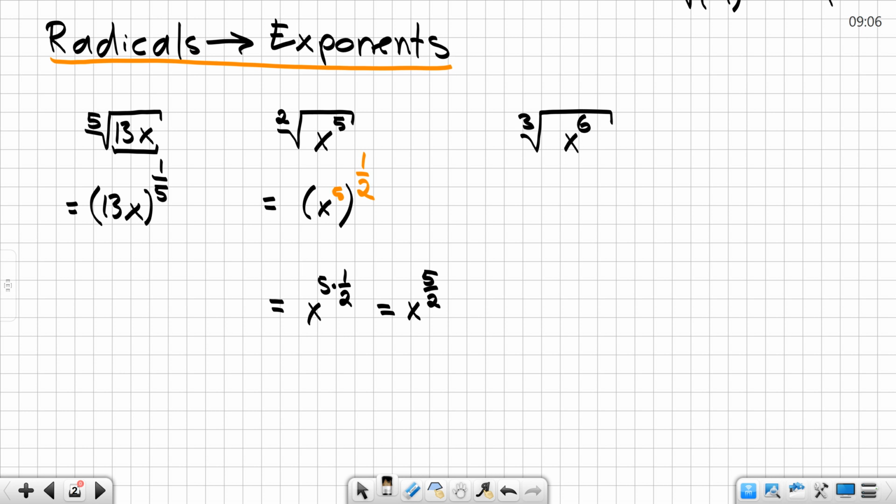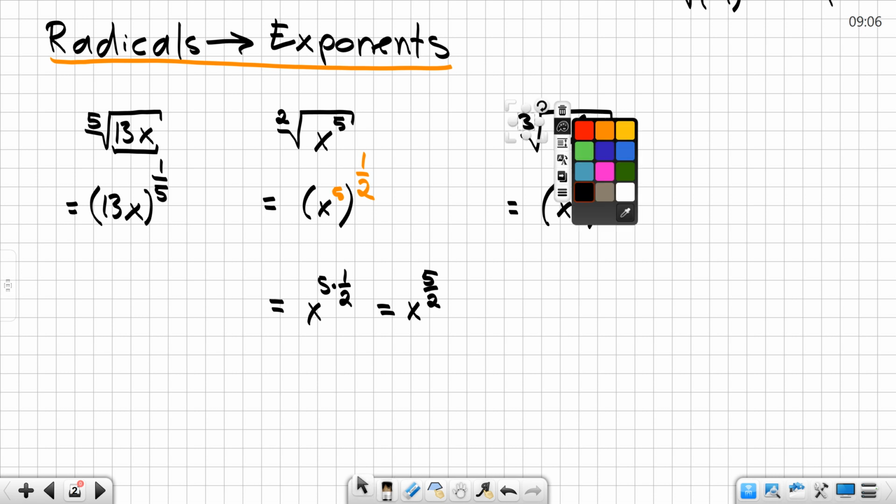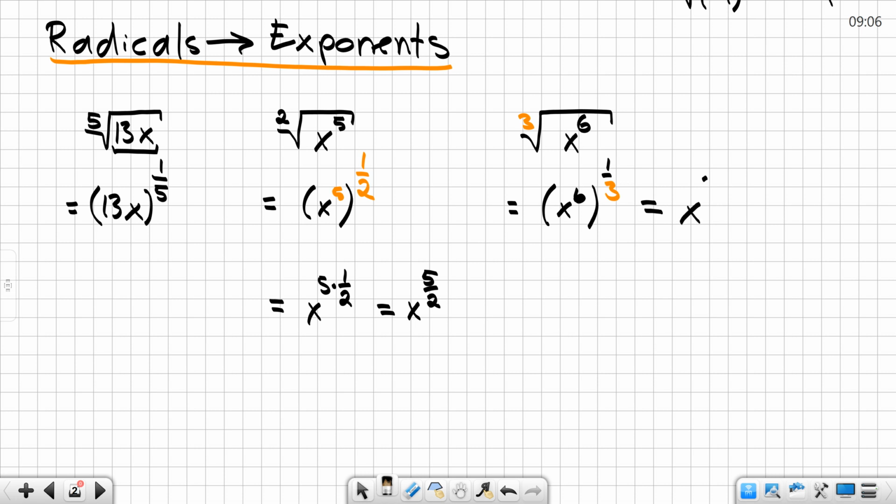So if I do the same thing with the next expression right here, I have x to the 6th, which was the radicand, and I raise this to the 1/3. Why do I raise it to the 1/3? Because this was the cubic root, and roots are numbers from the denominator. And now I see that I have one exponent raised to another exponent, so I will have to multiply these two exponents. And 6 times 1/3, that will be 6 divided by 3, gives x squared.